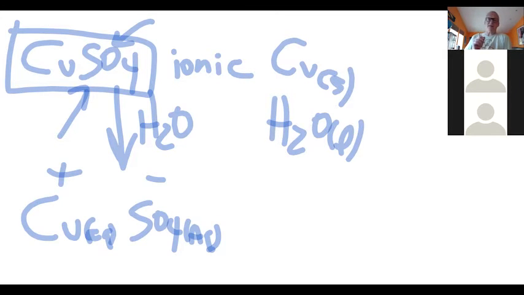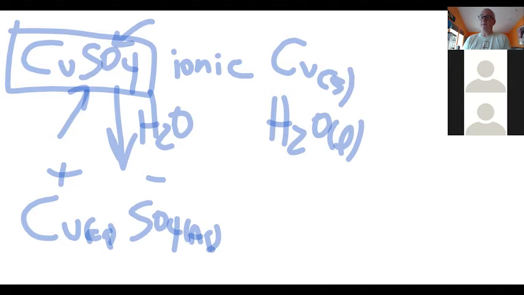Now we have to figure out, so that's what we have in the copper sulfate solution. We have a positively charged copper cation, and we have a negatively charged polyatomic sulfate anion. But do we know what the charges are on the copper and the sulfate? What's the charge on the copper? Positive 2.